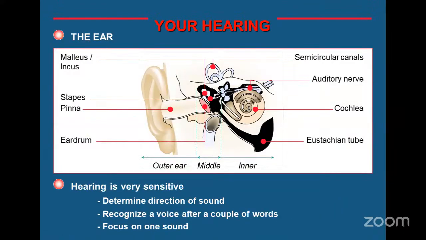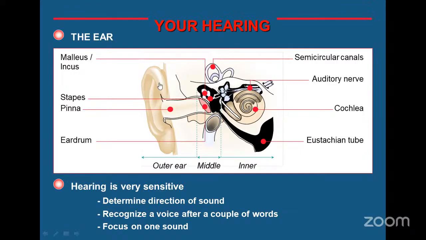Now we will talk a little about the physiology of our ears. This is the human ear. It consists of three parts: the outer ear, the middle ear, and the inner ear.